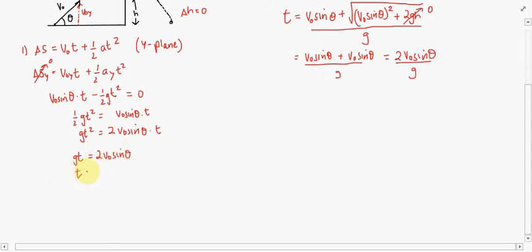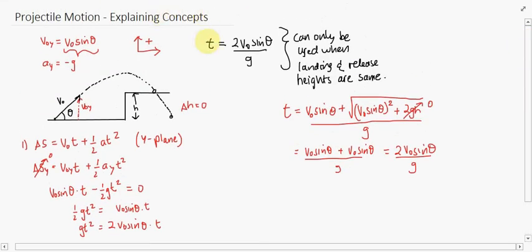So time on its own, if I divide both sides by g, is 2 v naught sine theta over g. Okay, so you can see that that's the formula that I was talking about earlier, the one that you'll see in your textbooks, and we can see the slightly more complicated version of it pertaining to discrepancies between release and landing heights. Alright, so where does this horrible thing come from?